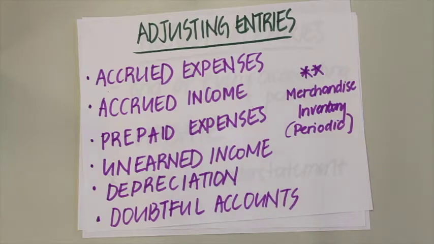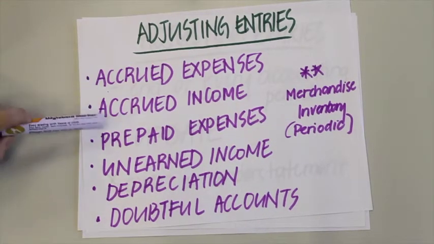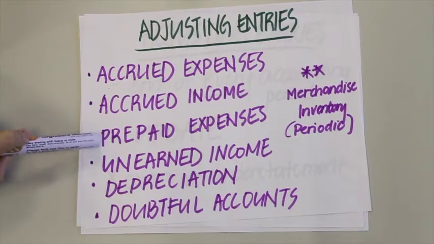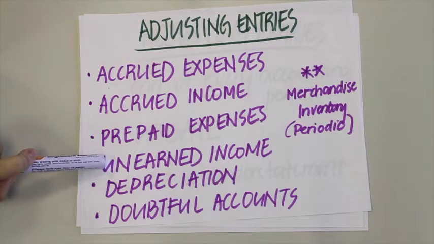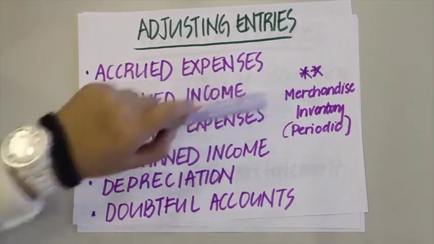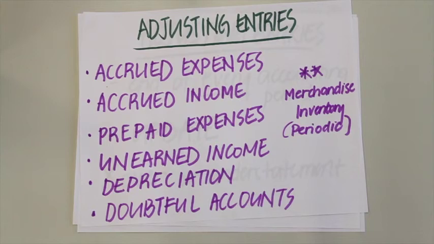There are 7 types of adjusting entries, which are the following: accrued expenses and accrued income, which are the accruals; the prepaid expenses and the unearned income, which are the deferrals; depreciation, doubtful accounts, and merchandise inventory, which is only made under the periodic inventory system.